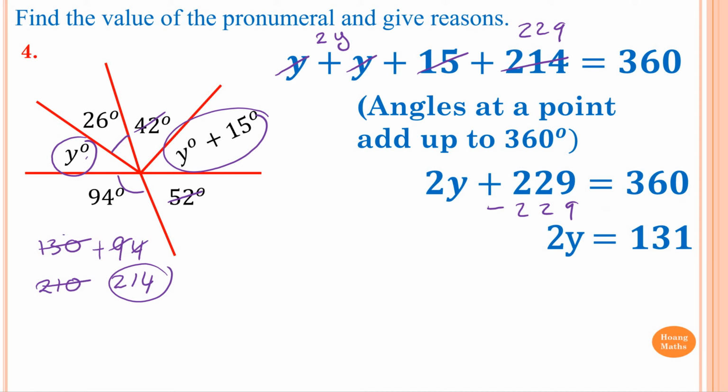So what we do next is we need to divide this by 2. And we divide this by 2. So 2 goes into 13 is 6 times. Remainder 1. 2 goes into 11 is 5 times. Remainder 1. So 1 over 2. So 65.5 if you like. So therefore, y is equal to 65.5.